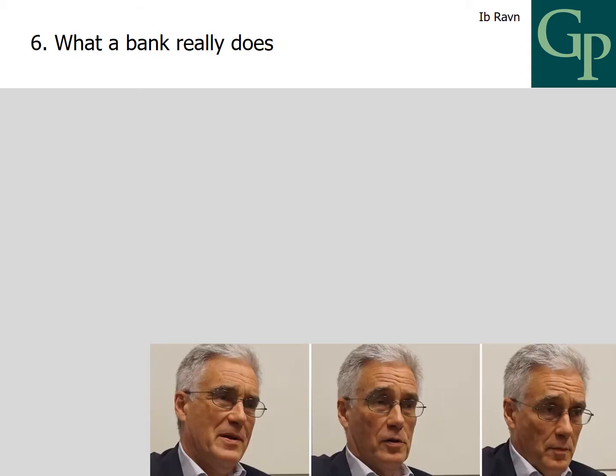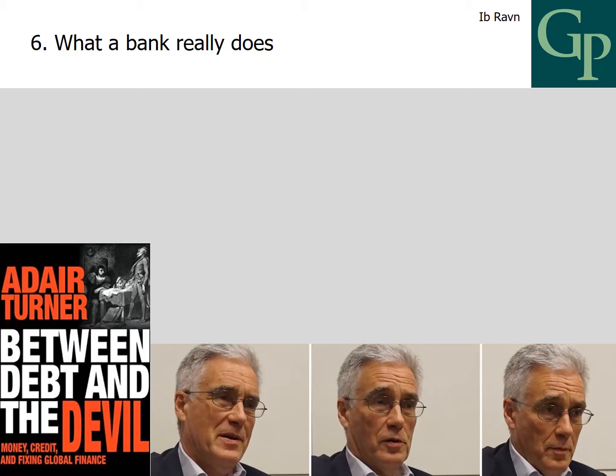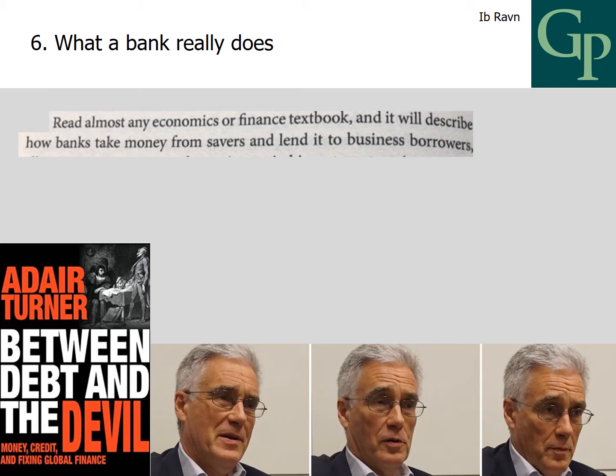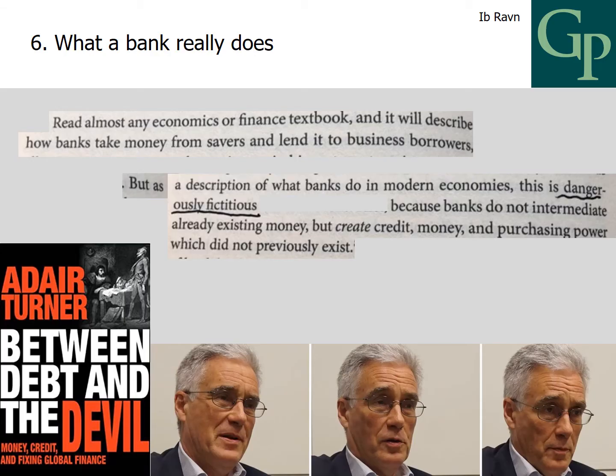Let's listen to this gentleman who used to be head of the British bank regulator, the Financial Services Authority. In this book, he writes, "Read almost any economics or finance textbook, and it will describe how banks take money from savers and lend it to business borrowers. But as a description of what banks do in modern economies, this is dangerously fictitious because banks do not intermediate already existing money, but create credit, money, and purchasing power which did not previously exist."